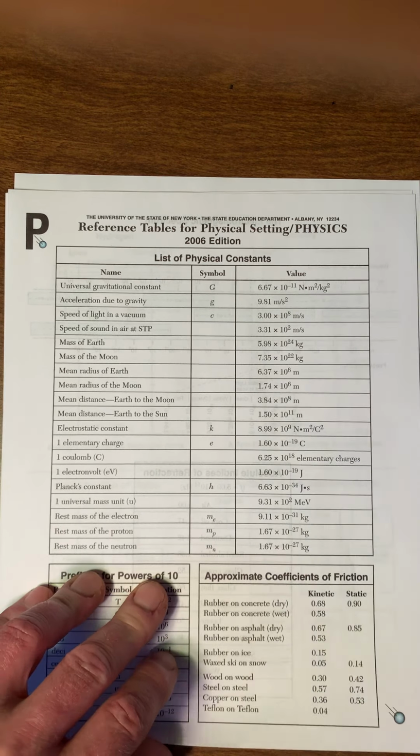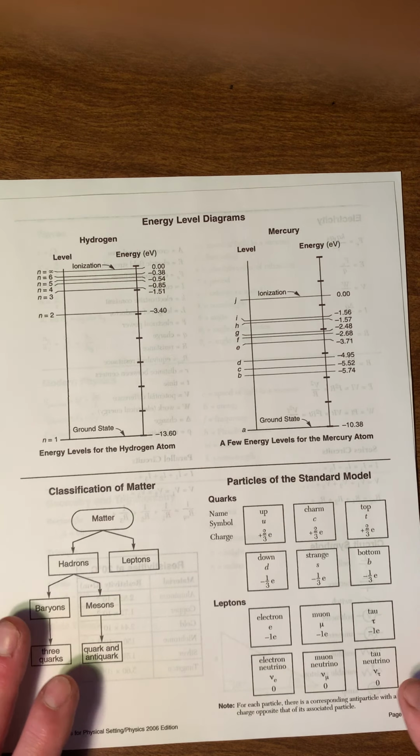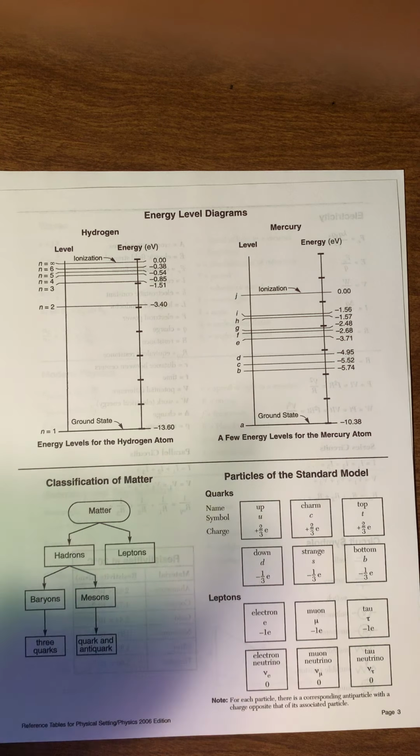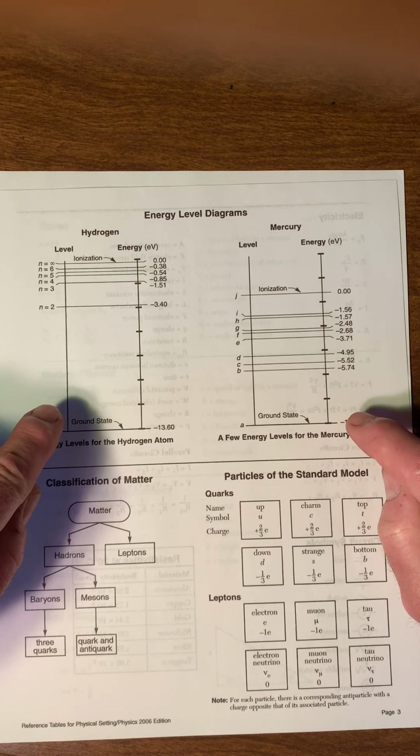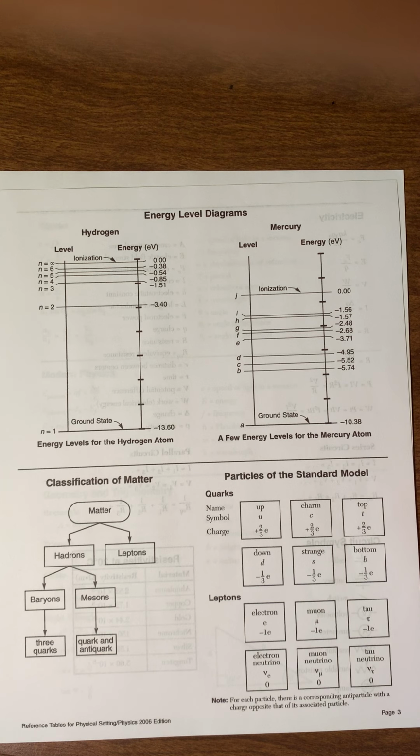So, page 3, you get the energy level diagrams for two elements, hydrogen and mercury. And I'm going to go through a problem that ultimately is going to tell what color, in quotes, light comes off of this element when an electron drops down energy levels. So let's begin.